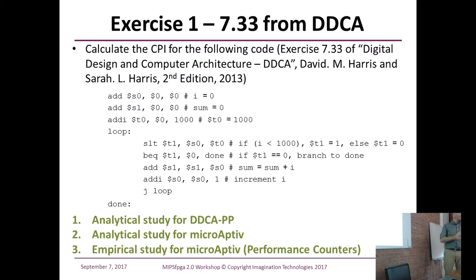Which is quite similar to MicroActive. That way students can see that the processor explained in the book is not so far from the real processor they are using in the lab. Okay? So this is a simple program. It makes 1,000 iterations. It contains 5 instructions in the loop, a conditional branch, an unconditional branch, and some arithmetic logic instructions. Okay?